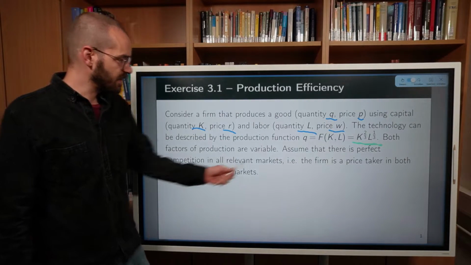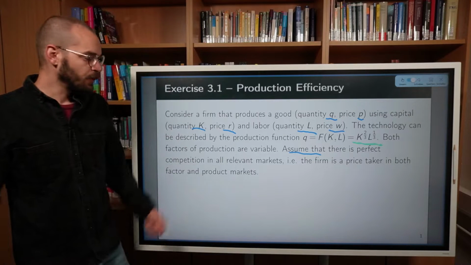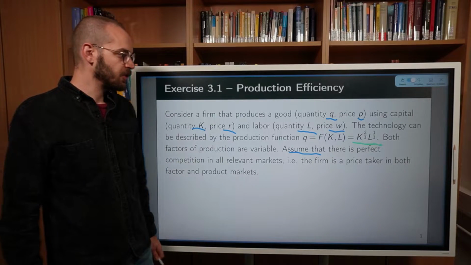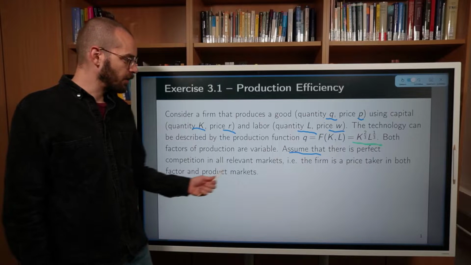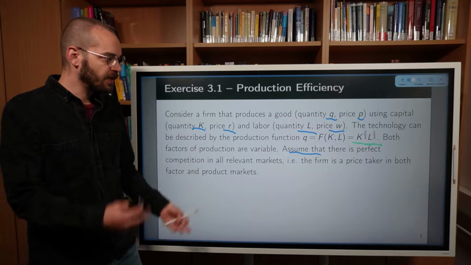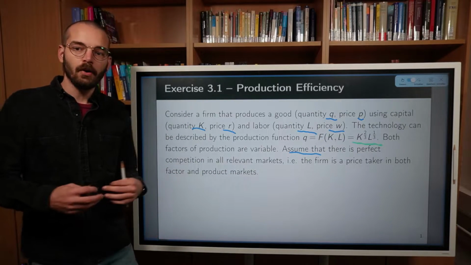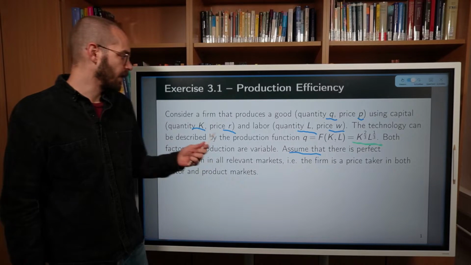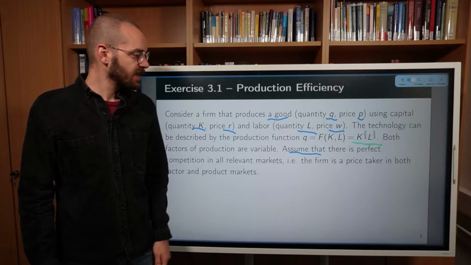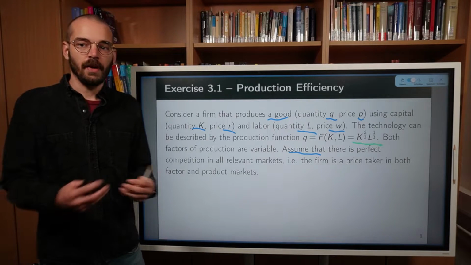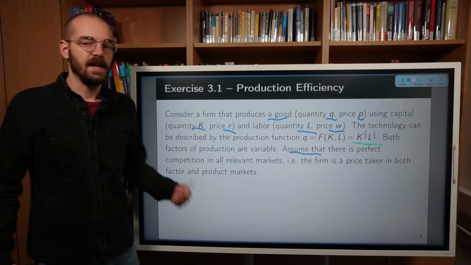Then this is just a technicality. We will in the following assume that there is perfect competition in all relevant markets. That means that the firm is a price taker in both the output market, where it is selling the good, as well as in the input market, where it is demanding labor and capital.